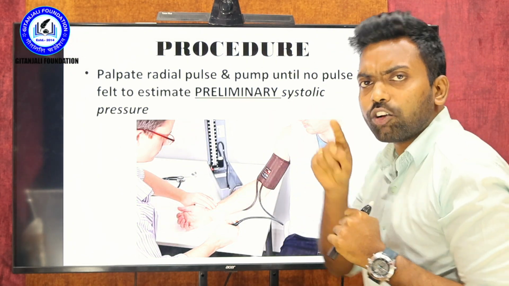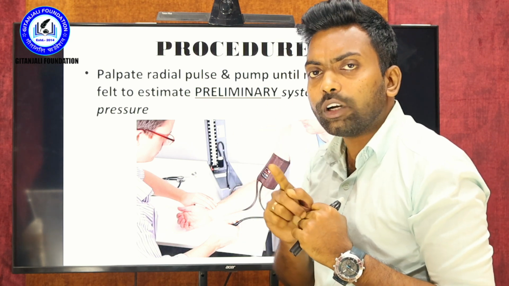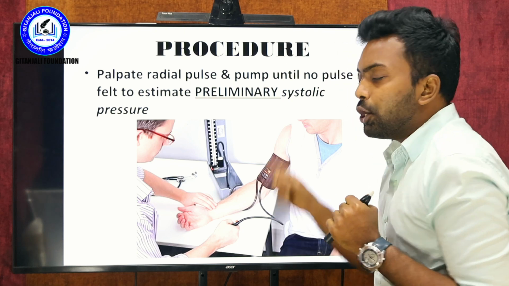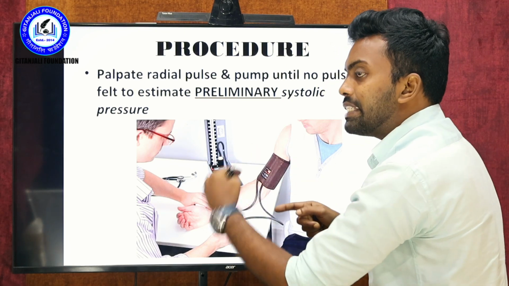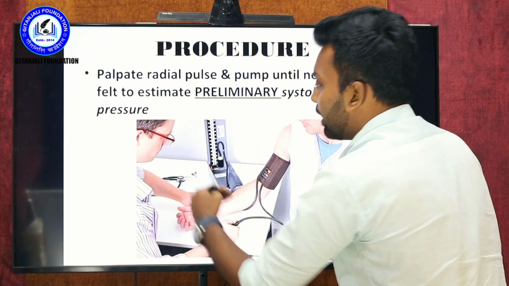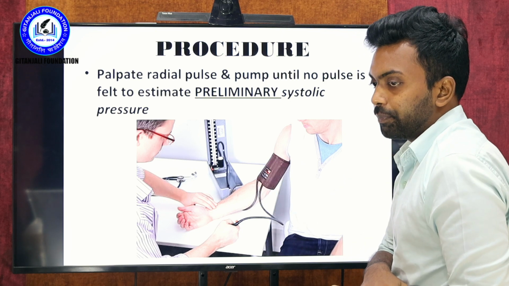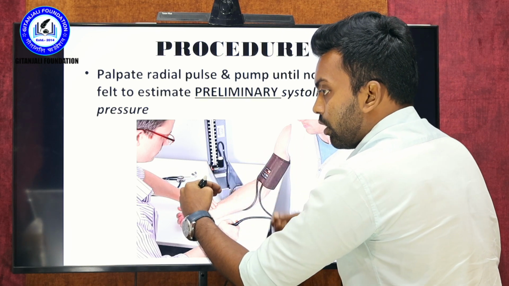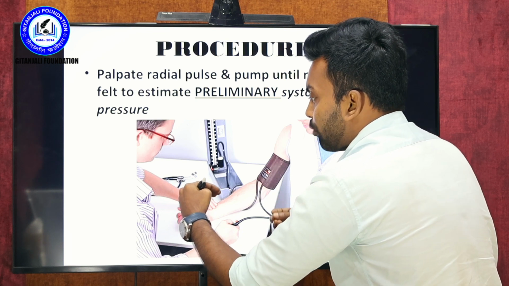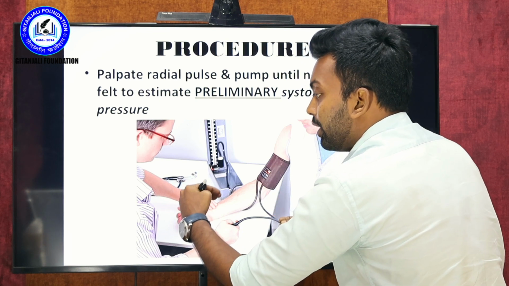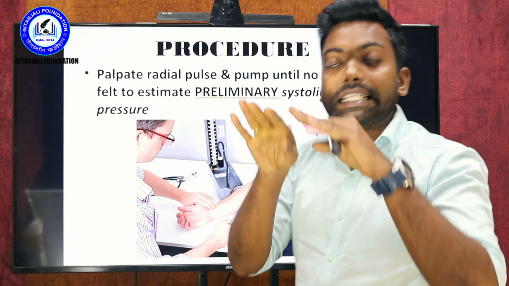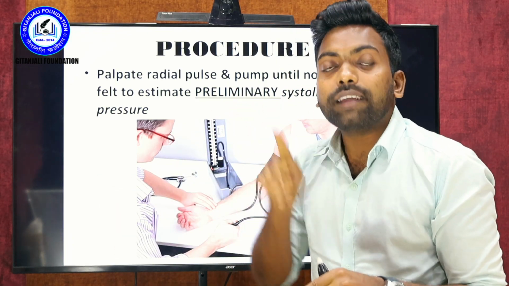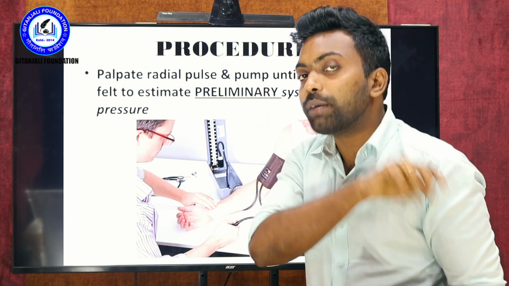Wherever you might face on 130, you might face on 140, you might face on 120. It's depending on the patient condition. You feel the strong pulsation, that is called as systolic pressure. And slowly you can lose the air. Then at one point, at weak point, the pulsation will disappear. Where the pulsation is going to disappear, that is called as diastolic pressure.